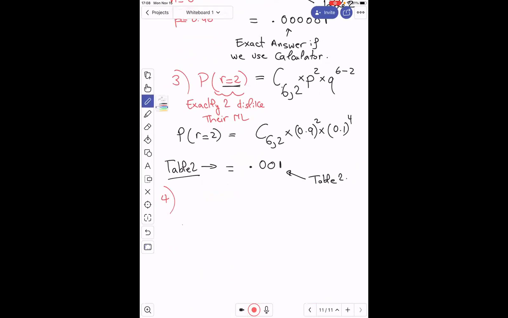So when we say at least 4, it means minimum. The minimum is 4. So when I say the minimum is 4, of course, it means it's 4 or more.